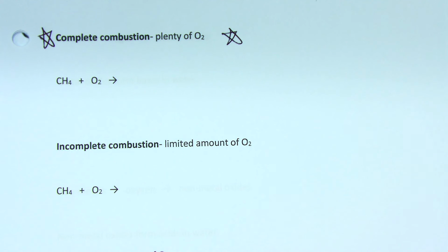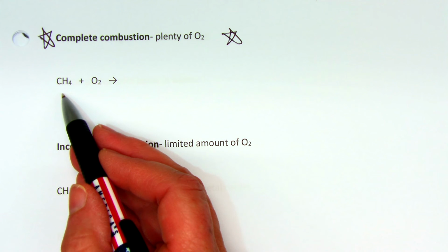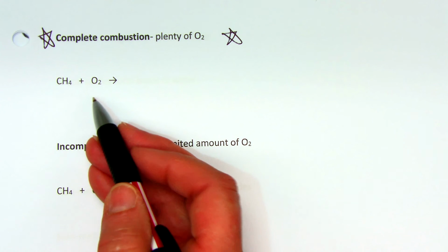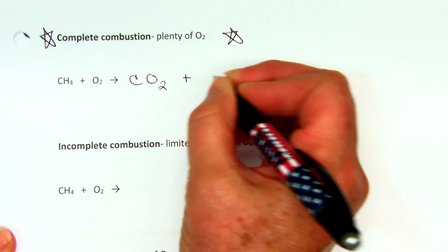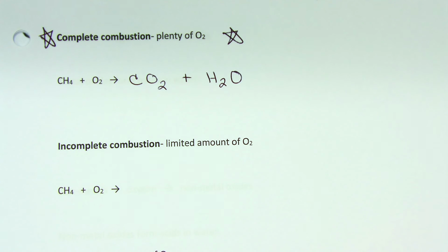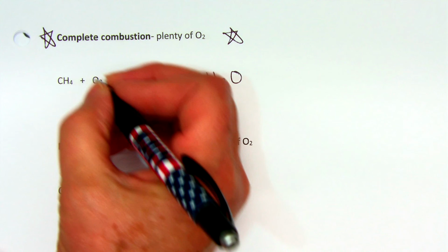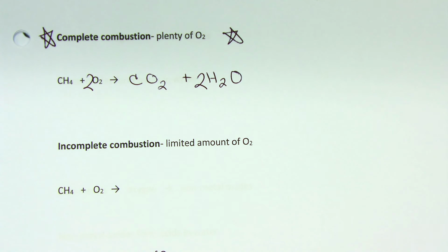In complete combustion, we start with our burnable material, in this case methane, a hydrocarbon. We add oxygen and we make carbon dioxide and water. So anytime we have plenty of oxygen, we get complete combustion and we write an equation that makes carbon dioxide and water. And then we balance that equation. So in this case, I need 2 oxygens and I make 2 waters.